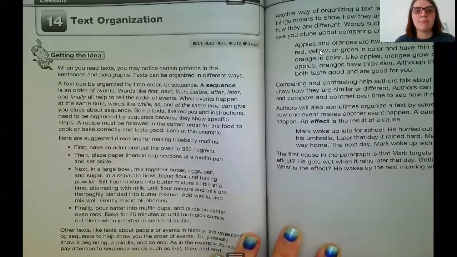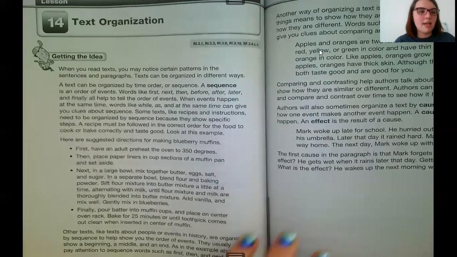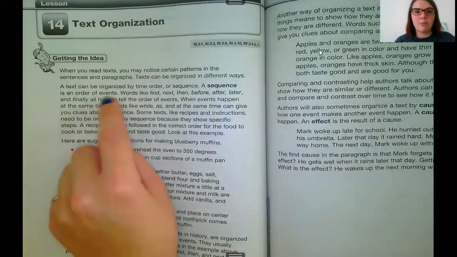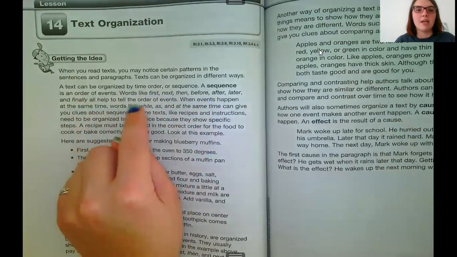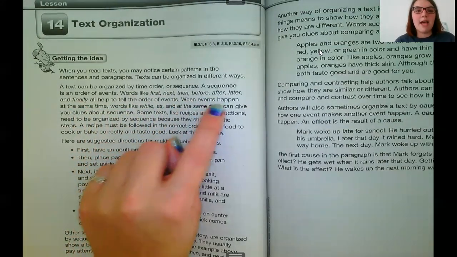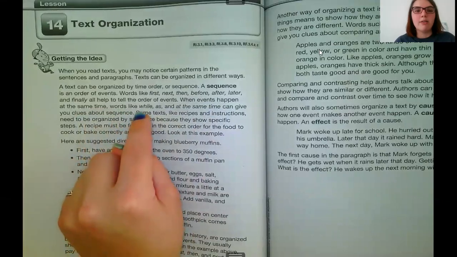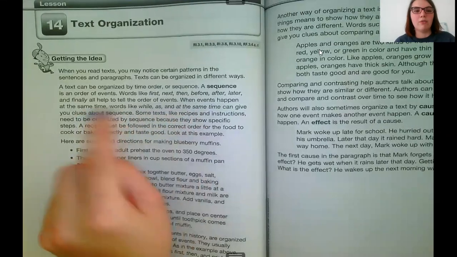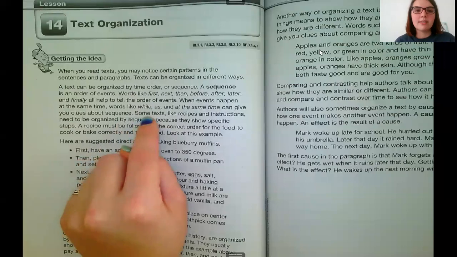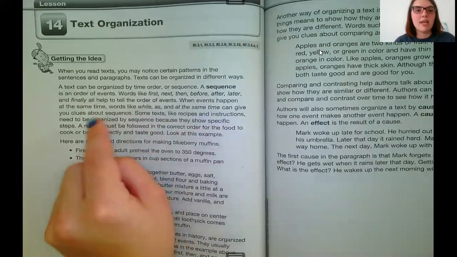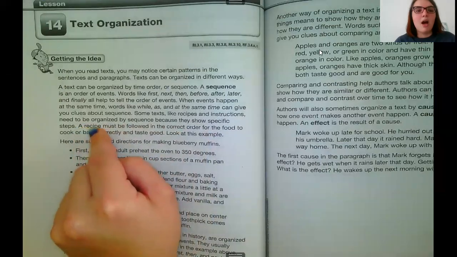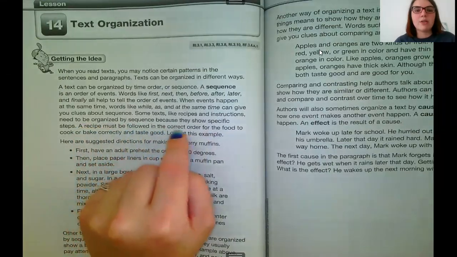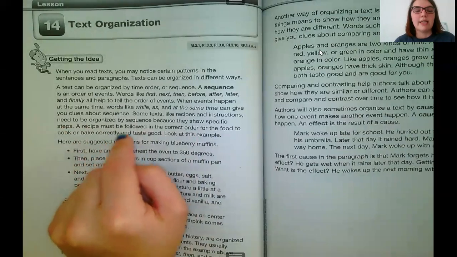Well, text can be organized by time, order, or sequence. A sequence is an order of events. Words like first, next, then, before, after, later, and finally all help tell the order of events. When events happen at the same time, words like while, as, and at the same time can give you clues about sequence. Some texts, like recipes and instructions, need to be organized by sequence because they show specific steps. A recipe must be followed in the correct order for the food to cook or bake correctly and taste good.